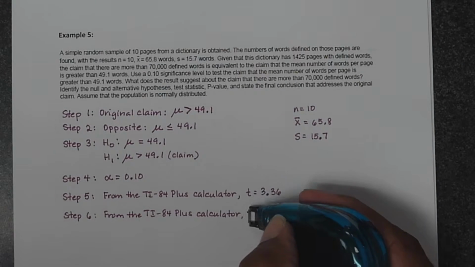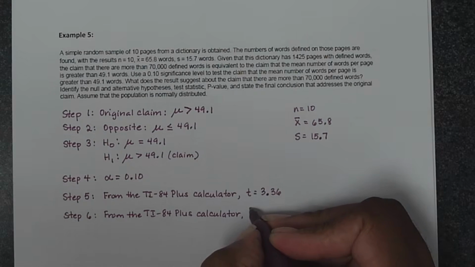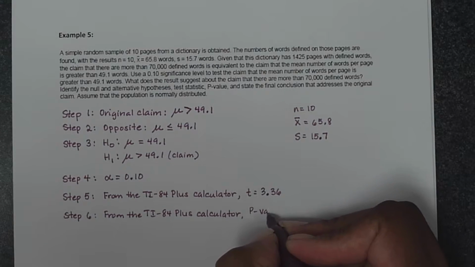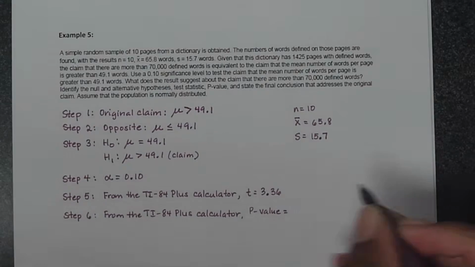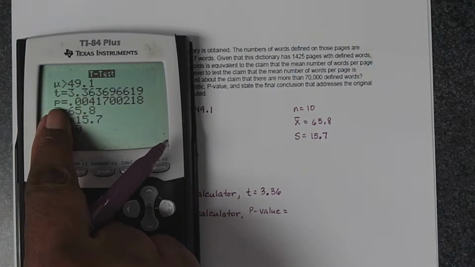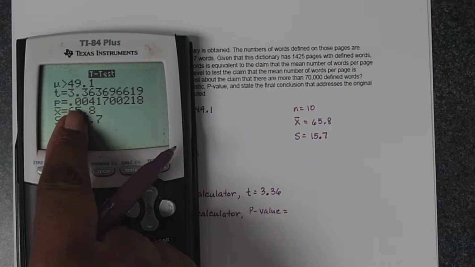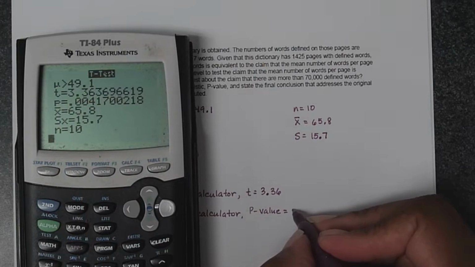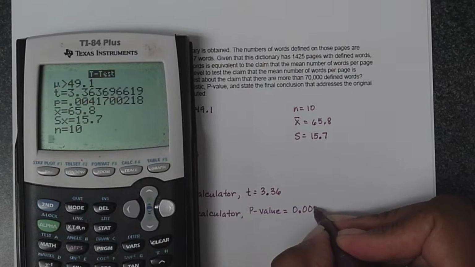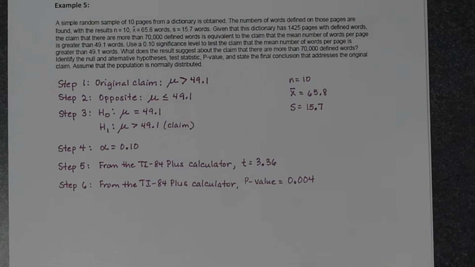Step 6 is going to be the p-value because it did ask for the p-value. So we're using the p-value approach. And here it is. Under T is P, lowercase p, that's your p-value. So to 3 decimal places, this will be 0.004. Okay, that's step number 6.